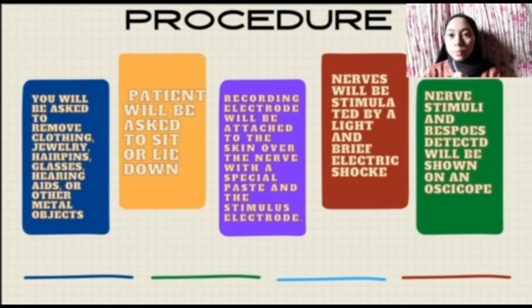So, in general, the procedure follows this process. 1. The doctor will say you need to remove clothes, jewelry, hairpins, glasses, hearing aids, or other metal objects that may interfere with the procedure. If you are asked to take off your clothes, you will be given a dress to wear. Number 2. The patient will be asked to sit or lie down for this exam. A neurologist will look for the nerve to be studied.